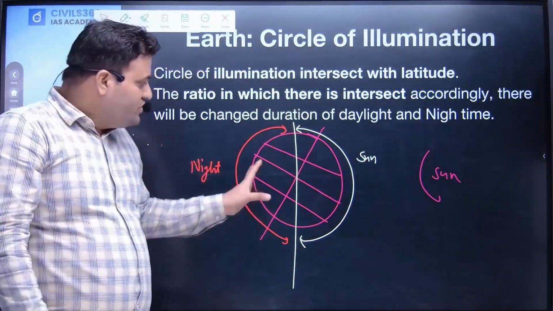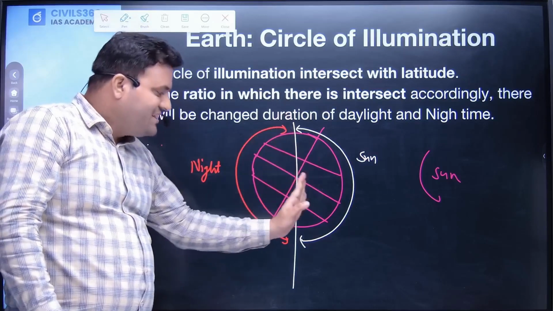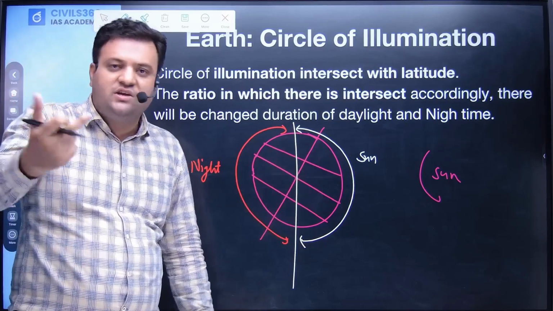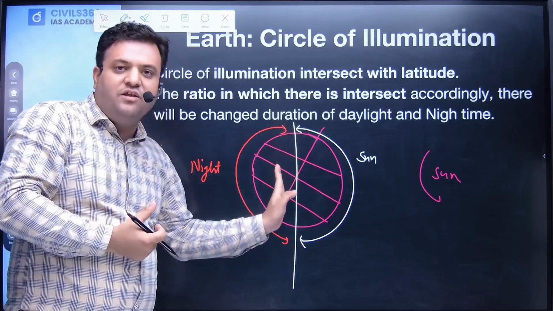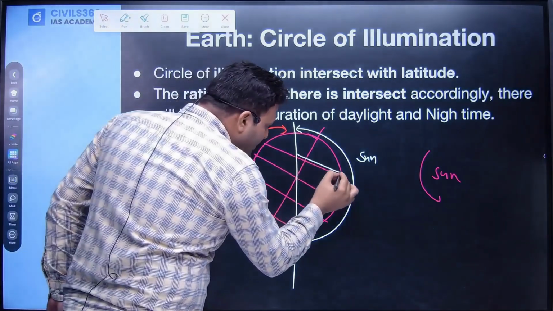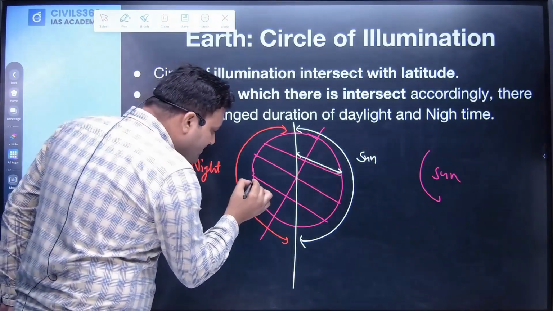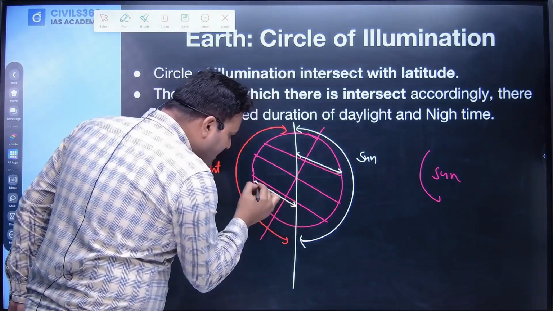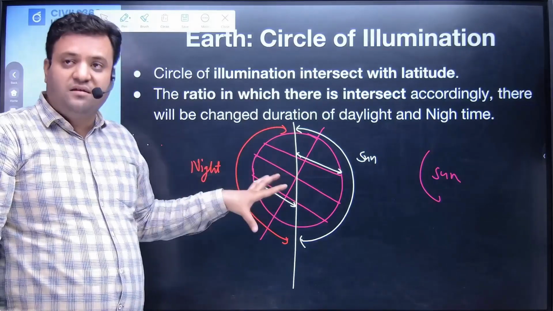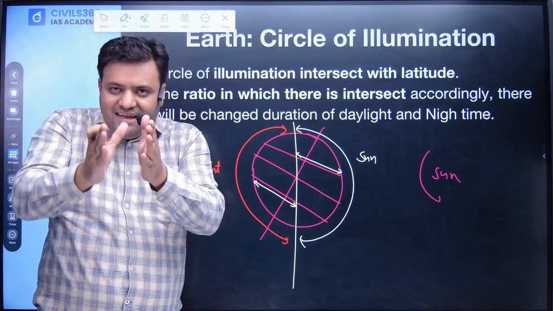Alright, so this is the circle of illumination, which is cutting the latitudes with their respective proportion, with their respective ratio, and according to the ratio in which the latitudes are cut by the circle of illumination, there will be a length. Here you can see that the length of day is more as compared to the length of night. Here in the Southern Hemisphere you can see that the length of night is greater as compared to the length of day. So this difference is derived based on the ratio, in what proportion the circle of illumination is cutting the latitude.